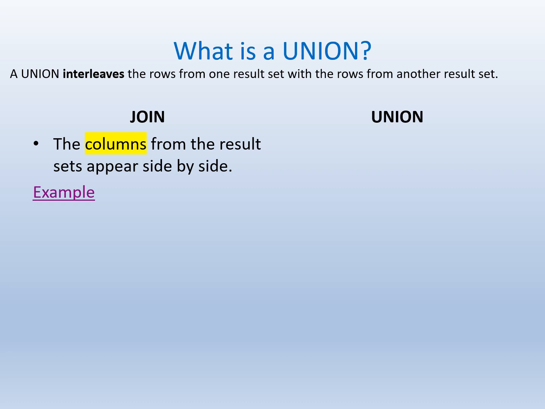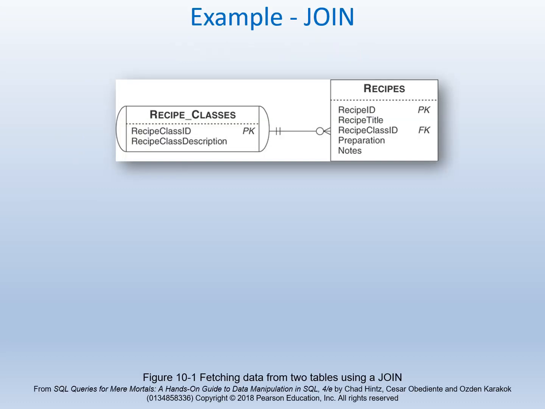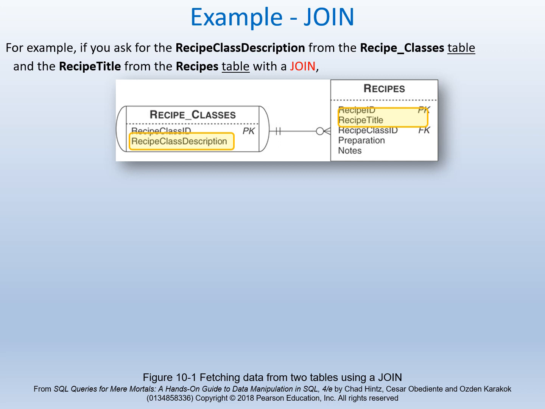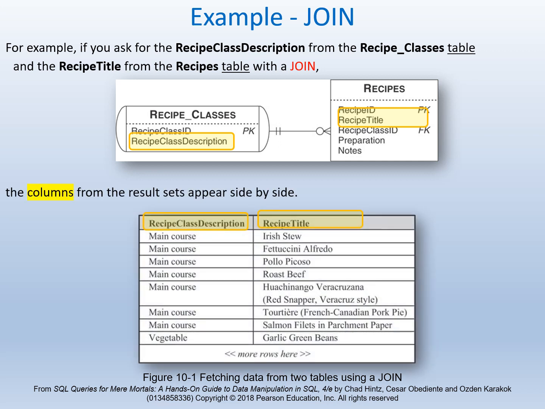Let's look at an example of a join that we have worked on. These two tables are related, recipes to recipe classes. If you take the recipe class description from the recipe classes table and the recipe title from the recipes table, they will appear side by side as columns.